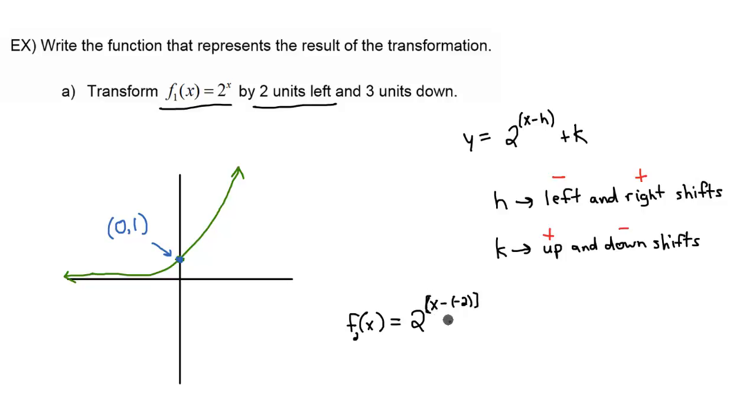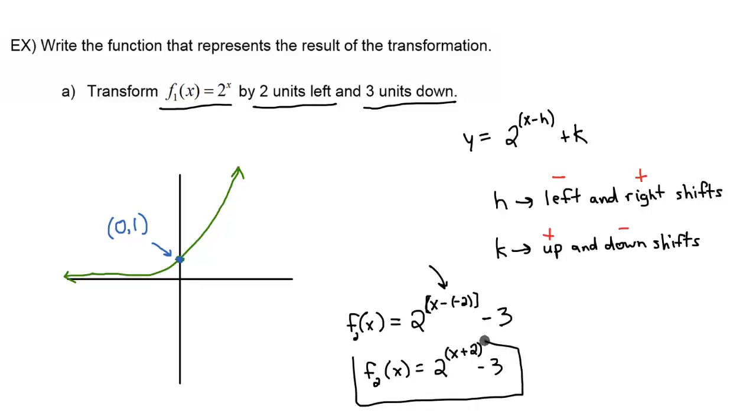So we've got that. And then we want it to move down 3 units. So whenever we move down, our k value has to be negative. So then we plug in a negative for our k, and that's going to be 3. Okay, we can clean this up right here. So I'm going to rewrite this. It's going to say f2 of x equals 2, and then whenever we subtract a negative number, we could just change that to addition. So this is going to be our final function right here, f2 of x.